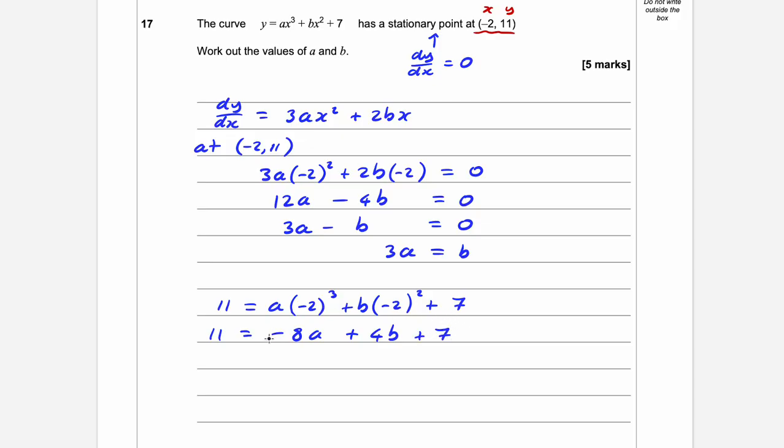Okay, and then however you want to do this, guys, I think we'll go with just subtract the 7 here. So 4 equals -8a plus 4b, and we can divide by 4. So 1 equals -2a plus b. Now we know that b is equal to 3a. So let me just write here, b equals 3a from this first equation.